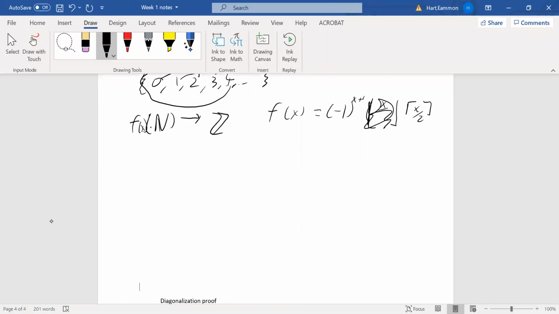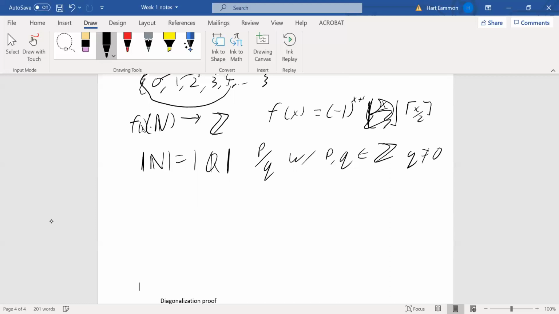We can also do a proof that the cardinality of the natural numbers is equal to the cardinality of the rational numbers. And to remind you guys, the rational numbers look like P over Q, with P and Q in the integers, Q not equal to 0. So it's anything that can be written as a fraction, basically.